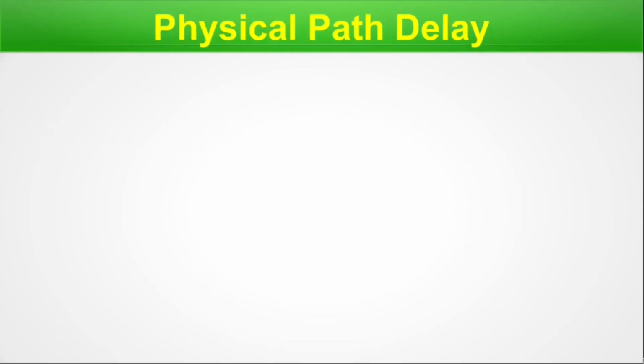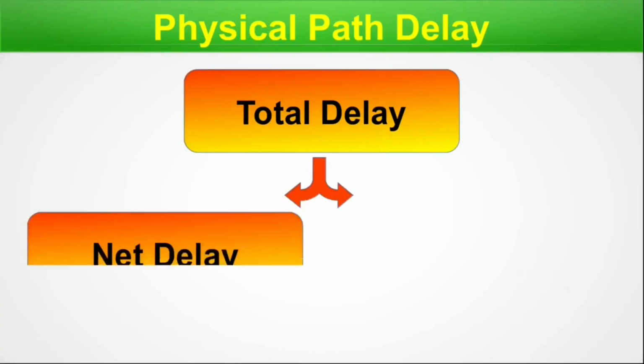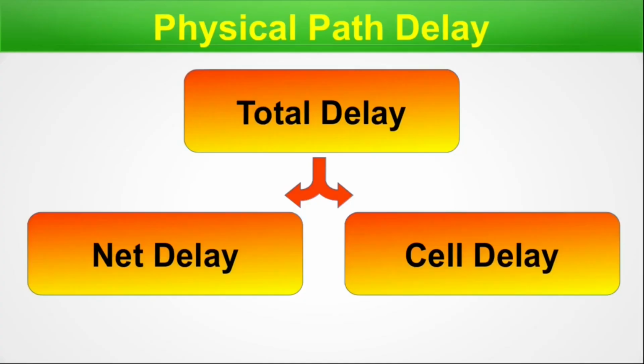So let's move on. Physical path delay. In this slide, we will zoom into the delay a bit further to understand where it is physically coming from. Here is our total delay. It can be divided into two parts. One is the net delay. Net means the interconnects which connect all the logic gates in the circuit. And the cell delay. Cell delay means the logic gates. They have their intrinsic delays.